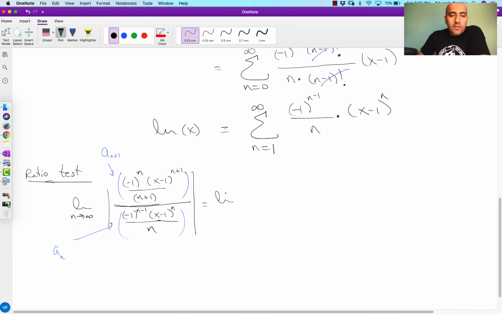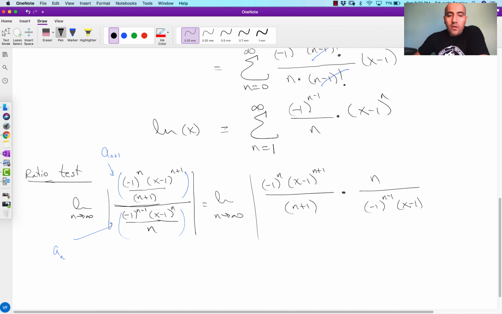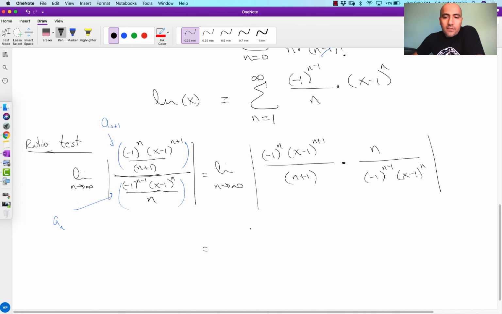This equals the limit as n goes to infinity of the absolute value of negative 1 to the power of n, (x minus 1) to the power of n plus 1, all over n plus 1, times, and then we flip this guy around, n divided by negative 1 to the power of n minus 1, and then (x minus 1) to the power of n. Good? Okay, so now we want to try and simplify this a little bit. Let's separate these guys. So this becomes the limit as n goes to infinity.